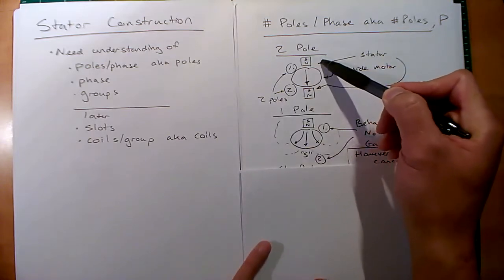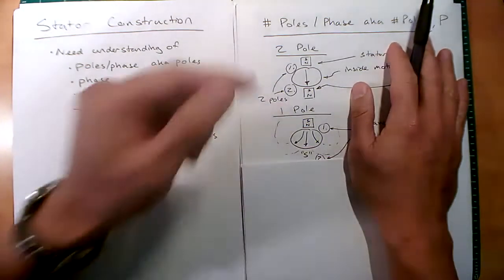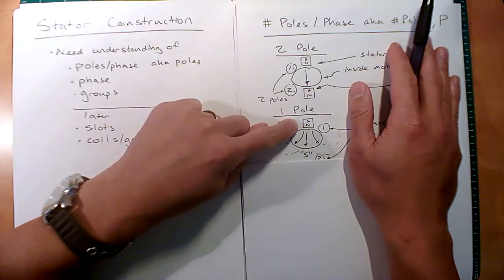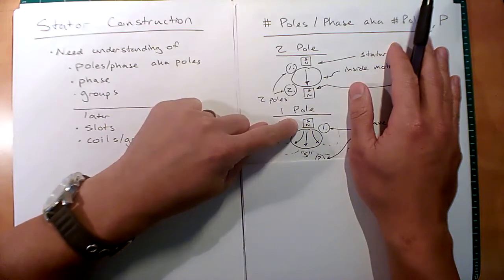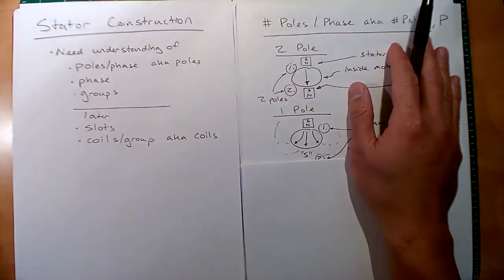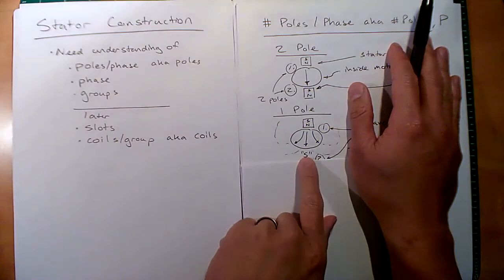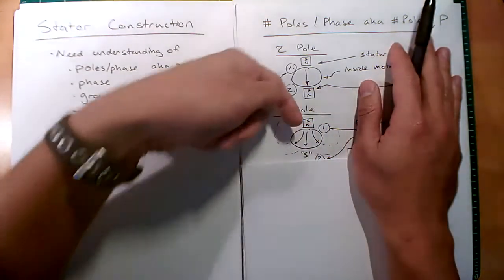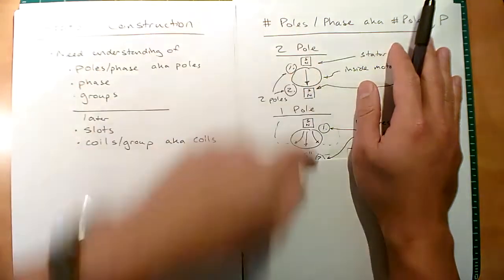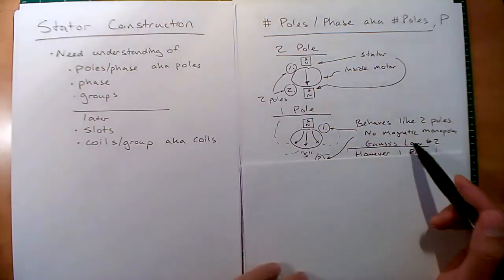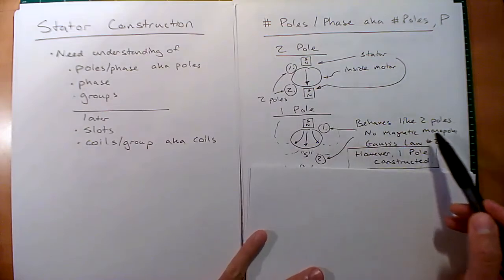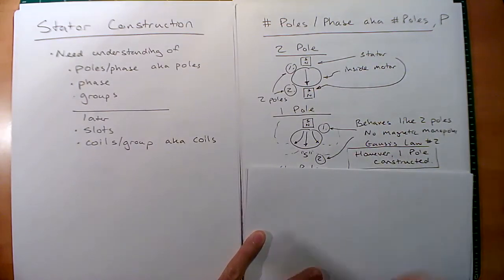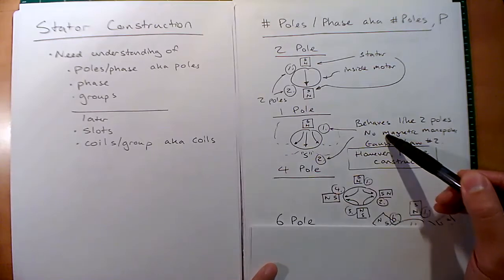Now, what about one pole? For one pole, it's constructed as one pole, but remember Gauss's law number 2, that you can't have monopoles. So it still behaves as if there's a south pole over here from the perspective of the motor. We still have that flux density going from north to, quote unquote, south. We can call this one pole constructed, but we know that it behaves like two poles because there are no magnetic monopoles.